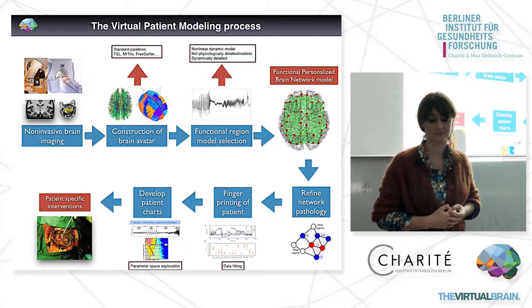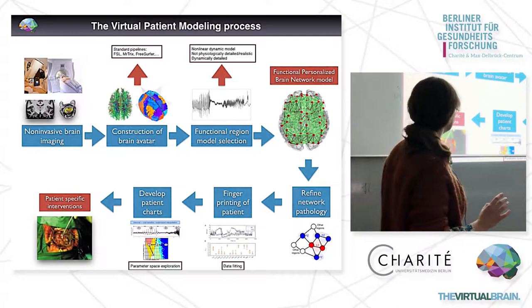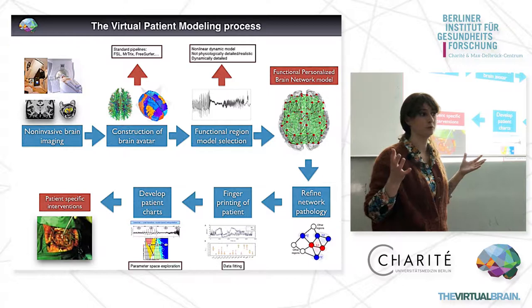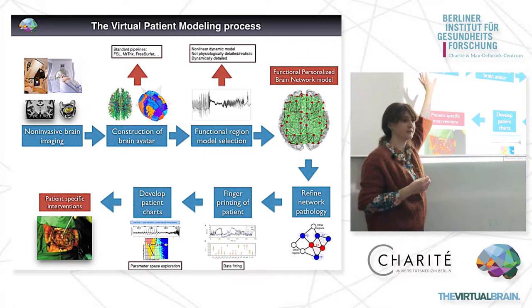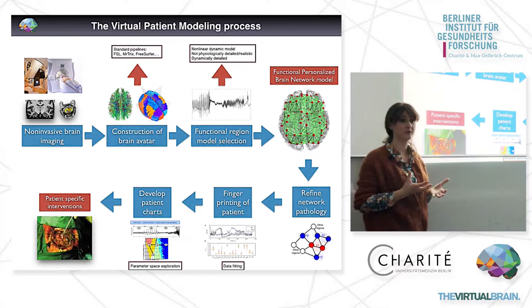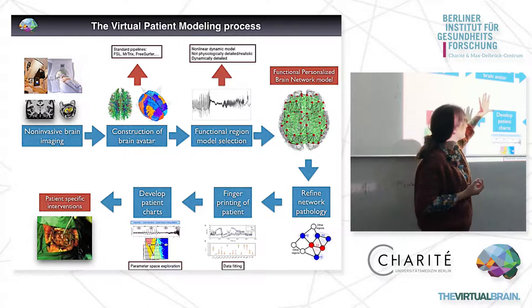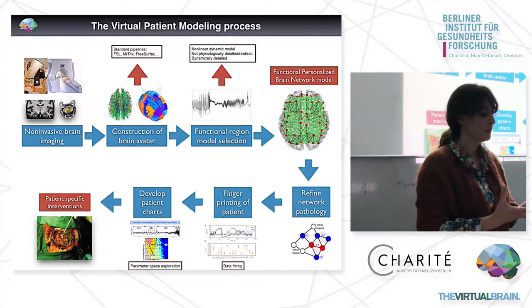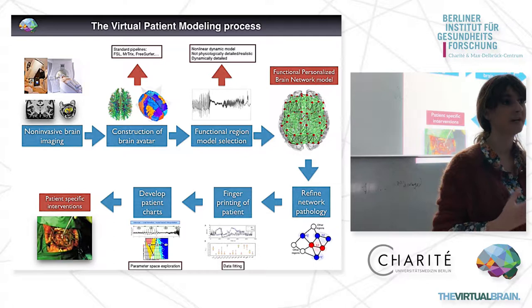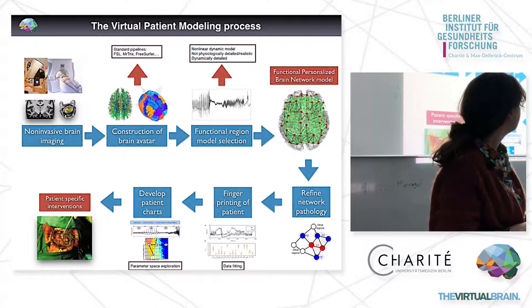So here it's not only for epileptic patients, but it's the general workflow to model an individual subject. First, from the non-invasive imaging, so from the MRI scans and the DTI, we can reconstruct the anatomy of the brain. This is what we call the brain avatar. Once we have this brain, we have to choose which functional connectivity, which activity of the brain we want to simulate. Depending on the disease, or on the complexity we want to introduce in the model, there are different configurations possible. And after, we have our individualized virtual brain.